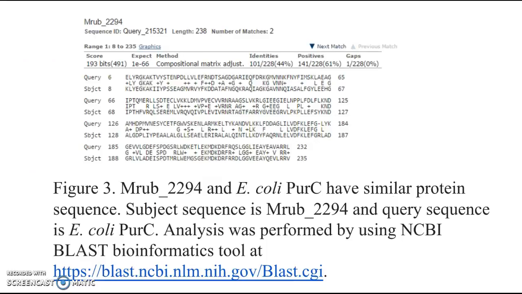The next figure shows the initial protein BLAST alignment of E. coli protein known as PurC versus the M. ruber 2294 gene. From the results, you can see that 44% of the amino acids were identical, while 141 were similar. The e-value is about 1e to the negative 66, which shows, again, a small e-value, and again shows the significance that the amino acids are not aligned due to random chance alone.